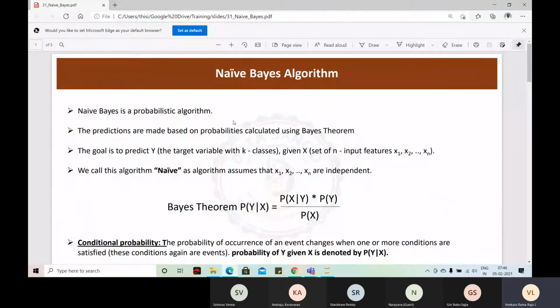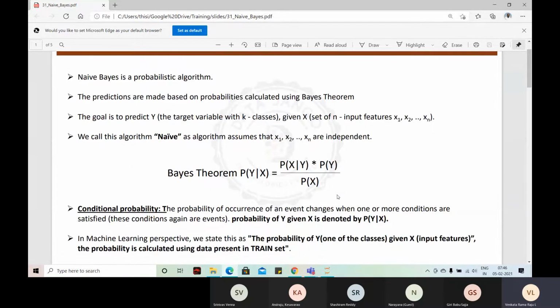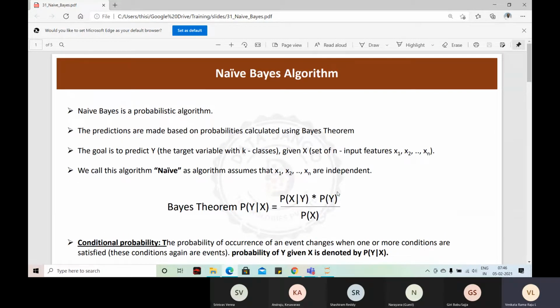It's a probabilistic algorithm, so we are going to learn some probability theory here. This may be used in NLP a lot. Bayes theorem is the basis for this naive Bayes algorithm. We call it naive because it assumes that all the input features are independent. Around this, the whole discussion will happen. All the input variables are independent, and that's where we call it naive. It is based on Bayes theorem in probability.